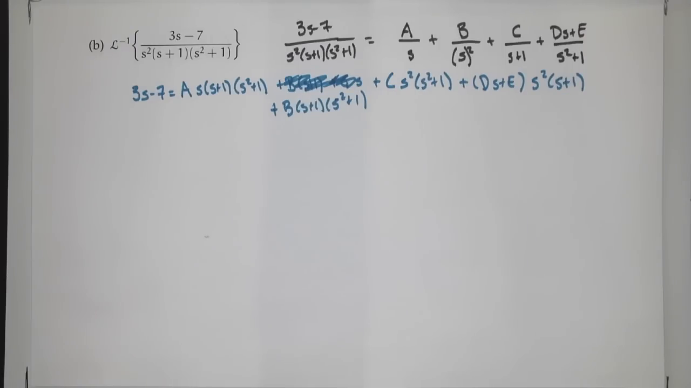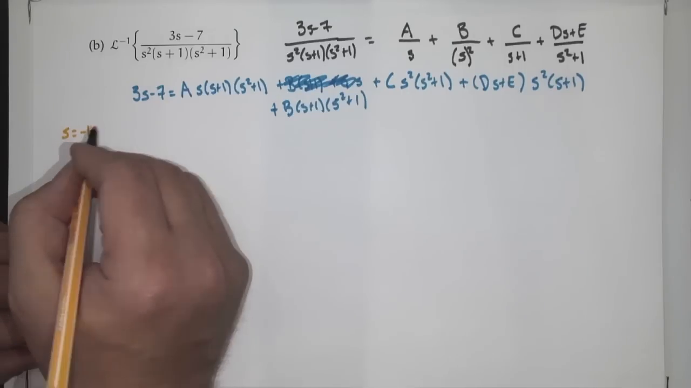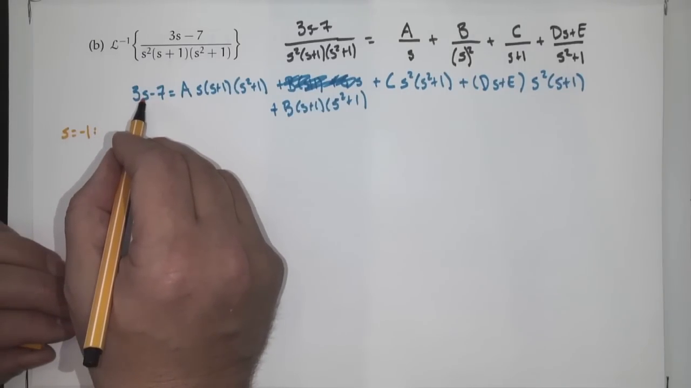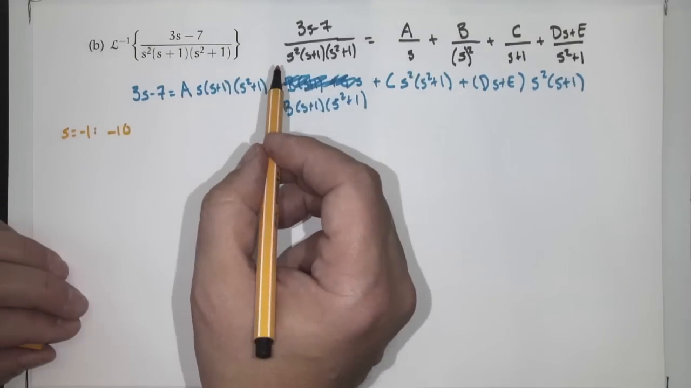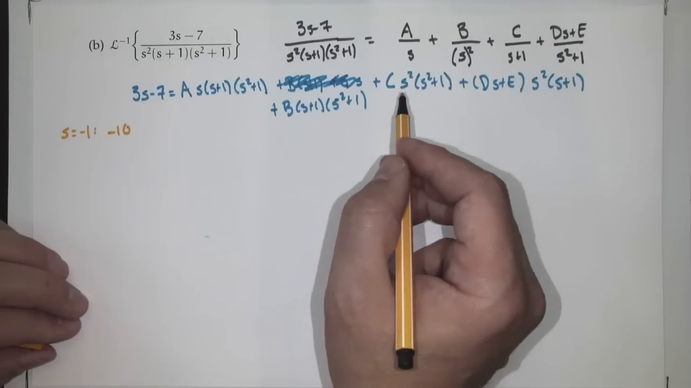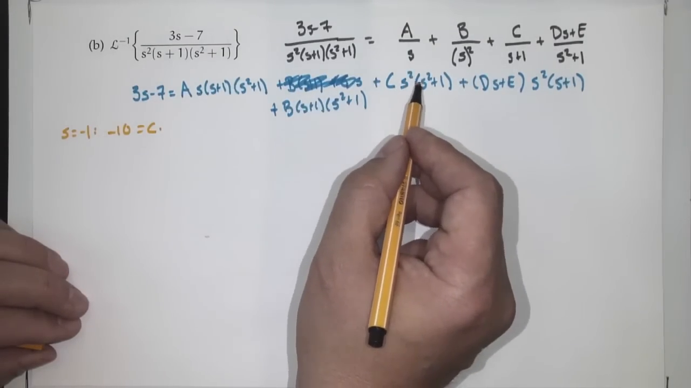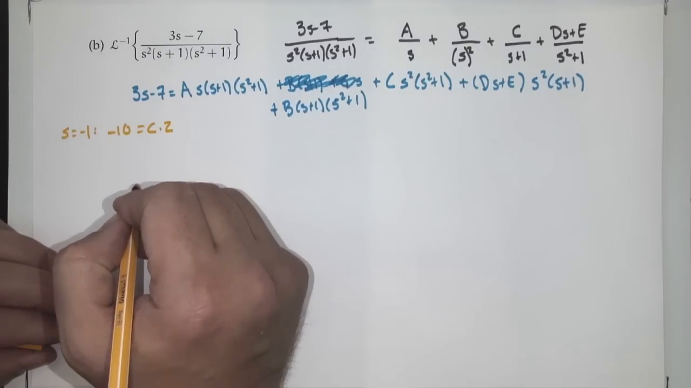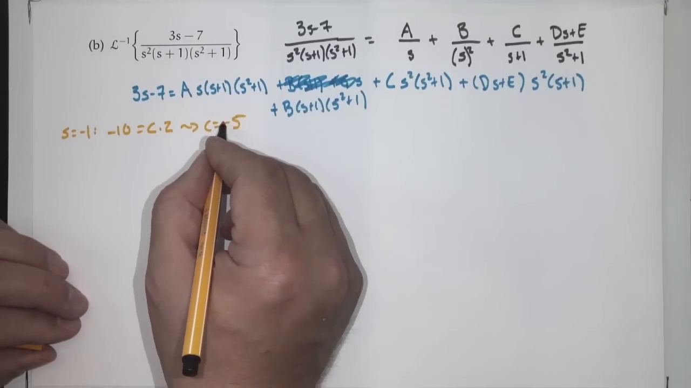Yeah, we can make some good choices. Someone suggested plug in -1. All right. If we plug in -1, 3 times minus 1 is minus 3, minus 7 is minus 10. And then we get 0 and 0. On the end we get 0. So we get c times 1 times 2. So 2c equals minus 10. c equals -5.